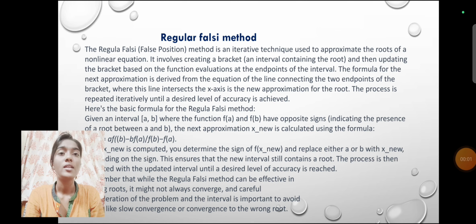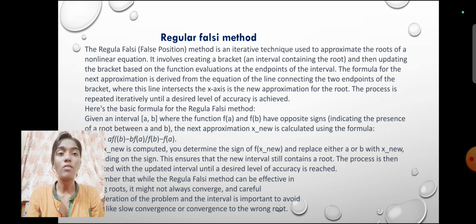Regula falsi method. The regula falsi, or false position, method is an iterative technique used to approximate the roots of a nonlinear equation. It involves creating a bracket, an interval containing the root, and then updating the bracket based on the function evaluation at the endpoints of the interval. The formula for the next approximation is derived from the equation of the line connecting the two endpoints of the bracket. Where this line intersects the x-axis is the new approximation for the root. The process is repeated iteratively until a desired level of accuracy is achieved.